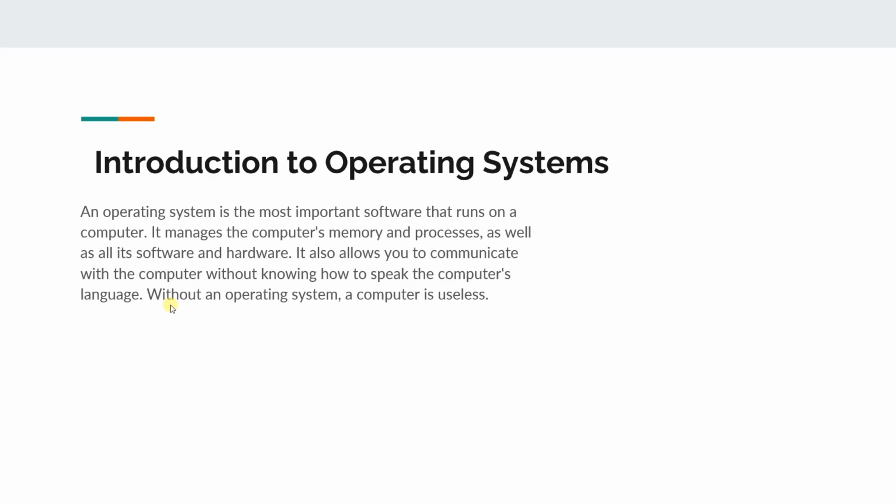So, operating system. A computer is made up of hardware and software. The hardware comprises your CPU, your memory, your storage, which is your hard drive, your external hard drive, then we have your input and output devices, which are your monitor, your keyboard, and your mouse.